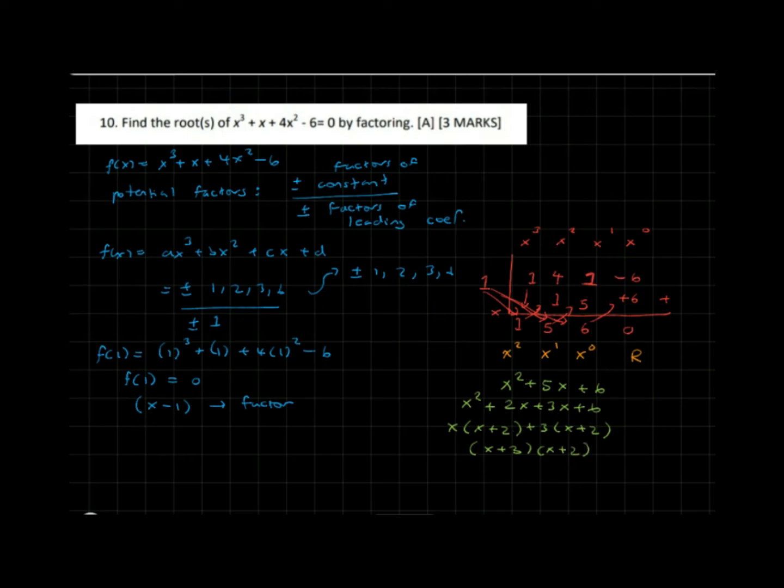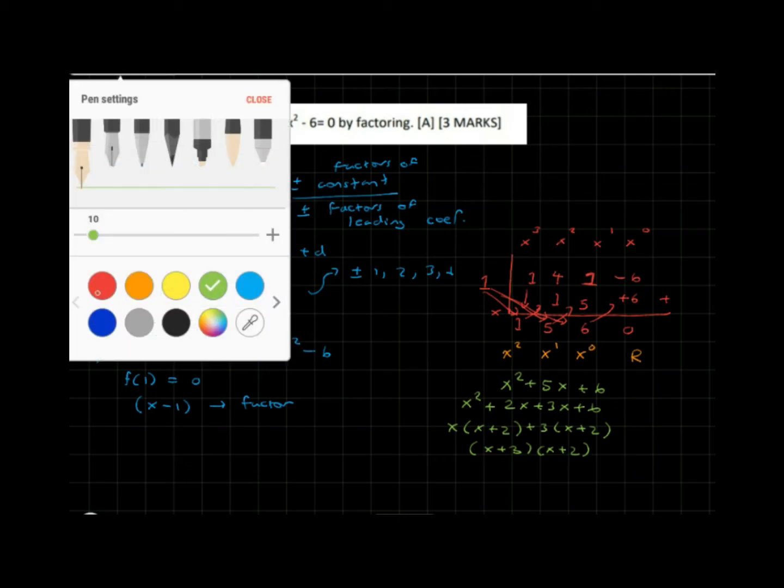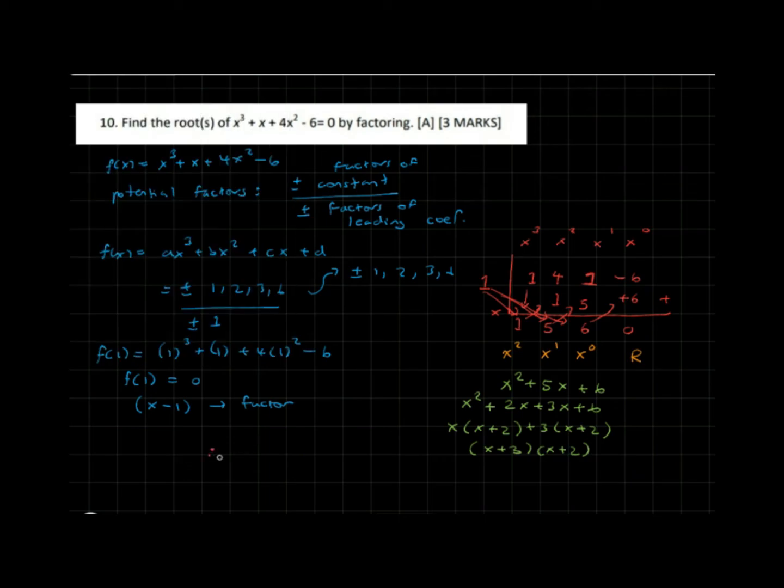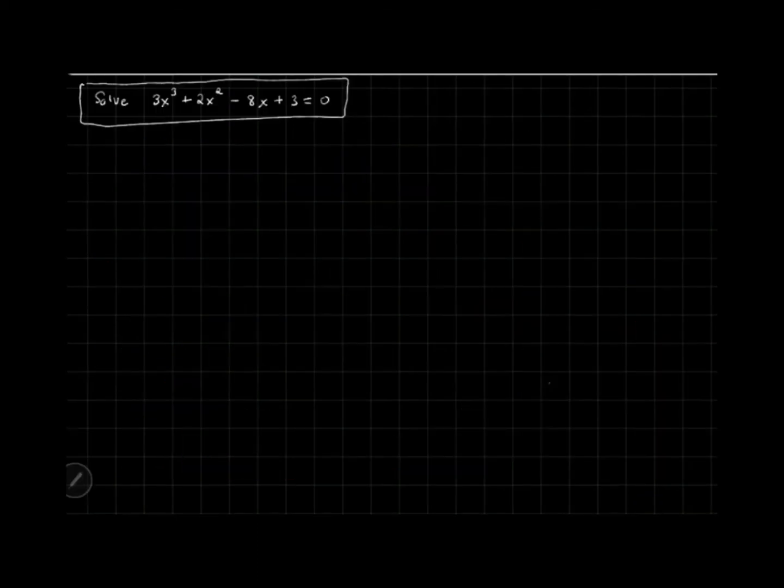This was already determined as a factor, so therefore f of x, or the fully factored expression, is x minus 1 times x plus 3 times x plus 2. Okay, and that is the fully factored version of your expression.